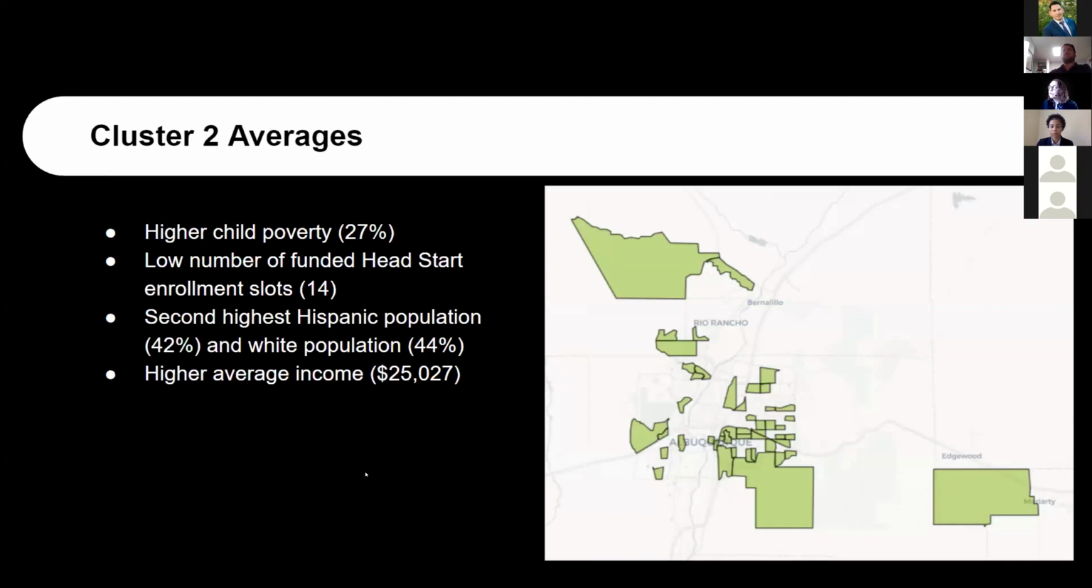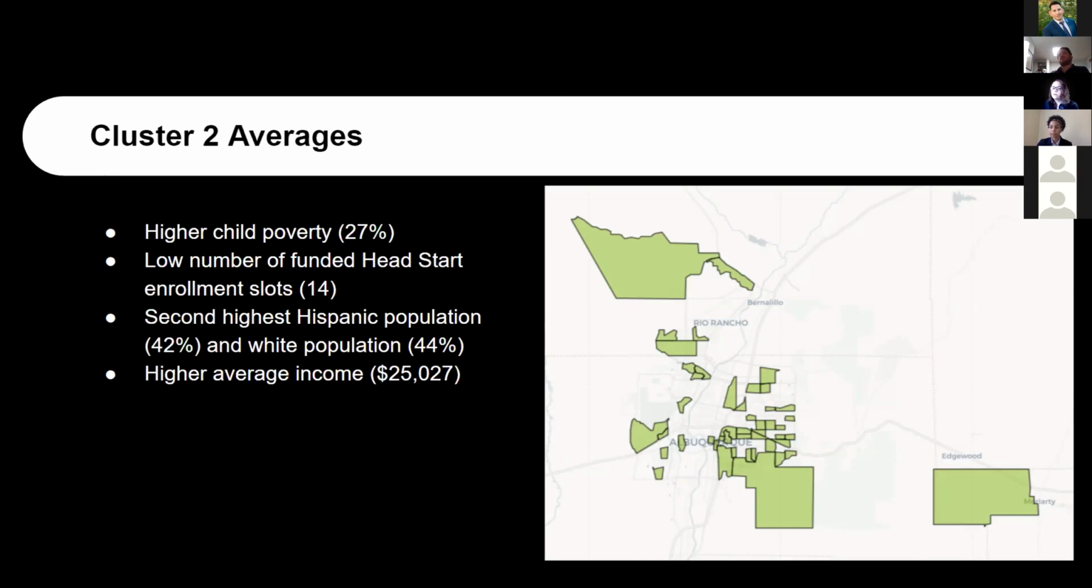All right, and so like I mentioned before, we focused on clusters 2 and 3, and so we're going to look at some more specific information about these and some findings that we made. Cluster 2 was on the higher end of child poverty levels for our clusters with an average of 27%, and it also had an average number of 14 Head Start funded slots per tract, which, considering the average population is around 4,000 people, is not very much. It also had the second highest percentages of both Hispanic and white populations at 42 and 44% respectively, and was on the higher end of the average income as well.